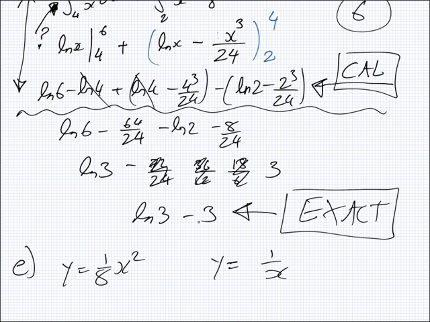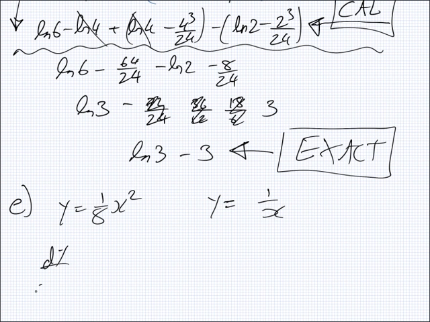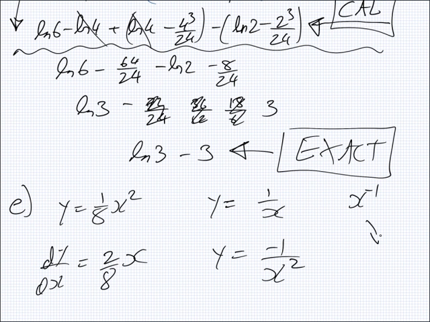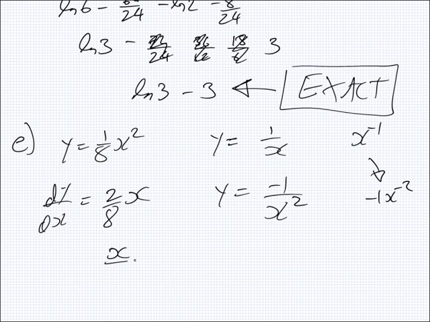So we need to get the slopes of each of them. Okay? So the slope here, bring down the power, reduce the power by 1. And the slope here, bring down the power and reduce the power by 1, you'll get that guy. Because you can change this into x to the minus 1 and it becomes minus 1 x to the minus 2. So this guy has a slope of x over 4 and this one has a slope of minus 1 over x squared. And you want them to be perpendicular.